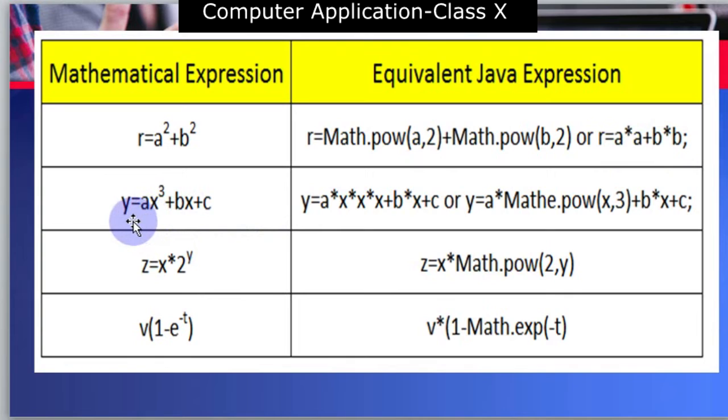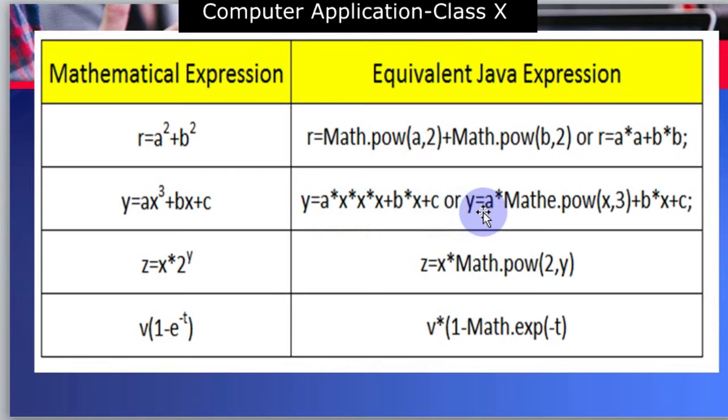Now the next one is y = ax cubed plus bx plus c. How to elaborate this expression? Here y = a*x*x*x + b*x + c. This is the simplest way of expressing the expression.